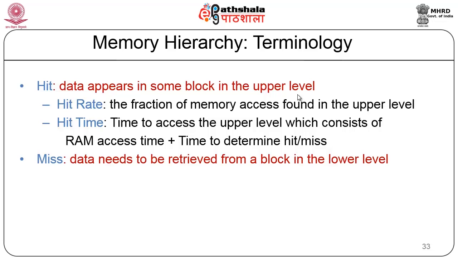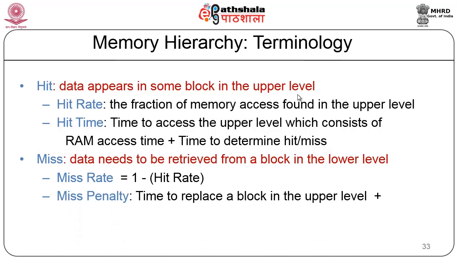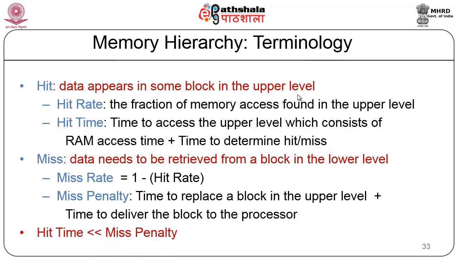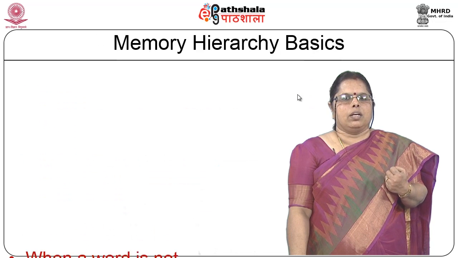Now, as against a hit, you also have a miss, where the data needs to be retrieved from a block in the lower level, and your miss rate is 1 minus the hit rate. And suppose it misses in a particular level of memory, then you will have to pay a penalty for it, that is a miss penalty. The miss penalty is the time to replace a block in the upper level and the time to deliver the block to the processor. And obviously, we want the hit time to be far less than the miss penalty.